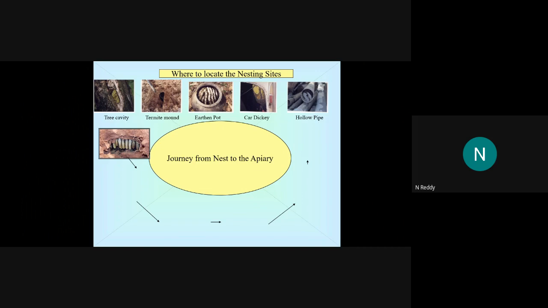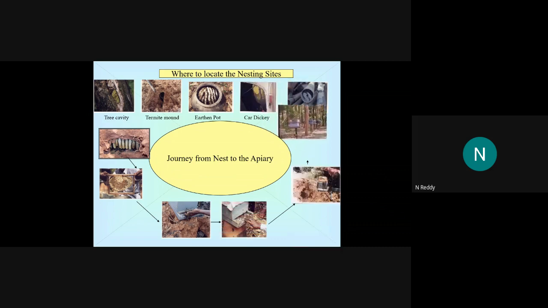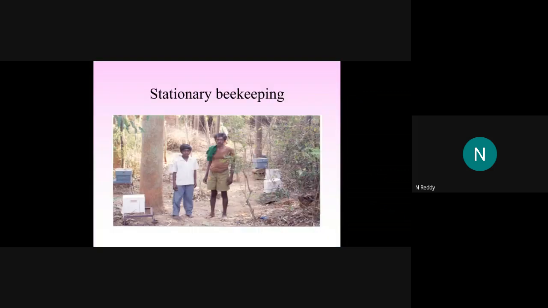Yeah, we have seen the different locations where the bee colonies are found in the wild, and that is the bee comb is tied to the frame. The honeybees are transferred, worker bees are transferred. Then later, it is brought to the apiary.